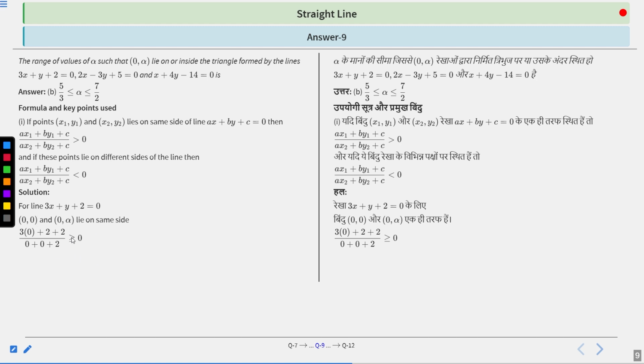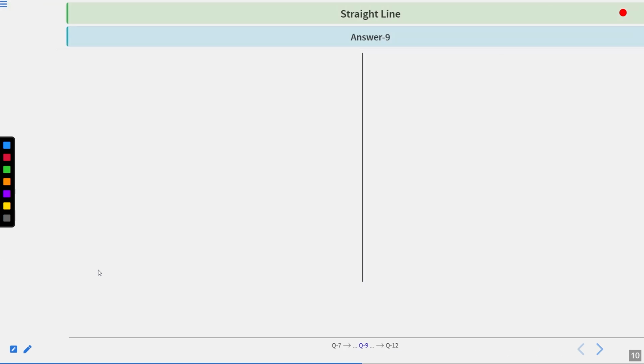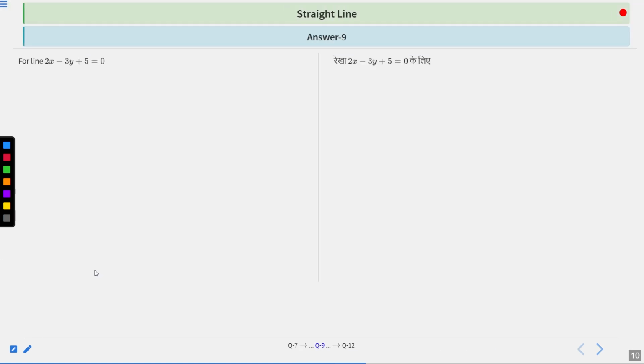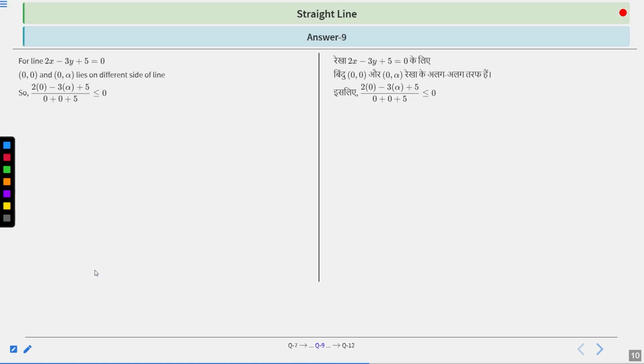Since both the points lie on the same side, when you solve this, you will get alpha greater than or equal to negative 2. Right? So equation 1. Now for the line 2x minus 3y plus 5 equal to 0, the points (0, 0) and (0, alpha) lie on different sides of the line, right? So (2 into 0 minus 3 alpha plus 5) upon (0 plus 5) less than or equal to 0, right? After solving this, you will get 3 alpha greater than or equal to 5. Therefore, alpha is greater than or equal to 5 by 3.